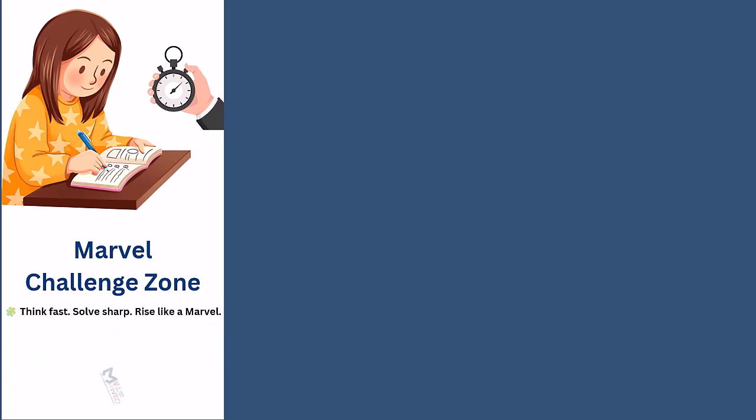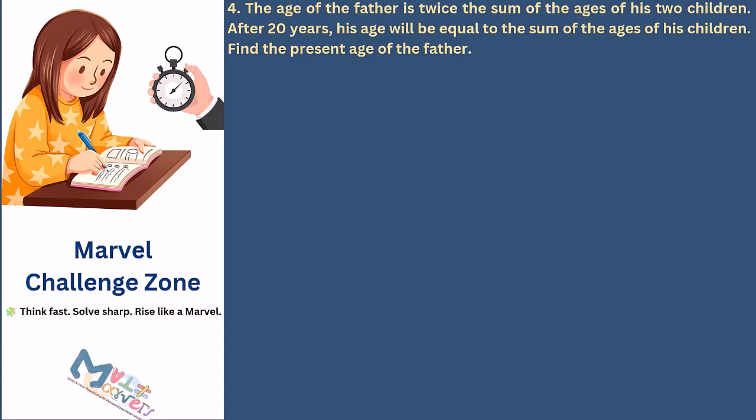Last marvel challenge. Let's finish strong. The age of the father is twice the sum of the ages of his 2 children. After 20 years, his age will be equal to the sum of the ages of his children. Find the present age of the father. Let's break it down the Marvel way.